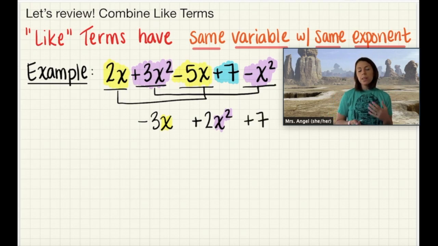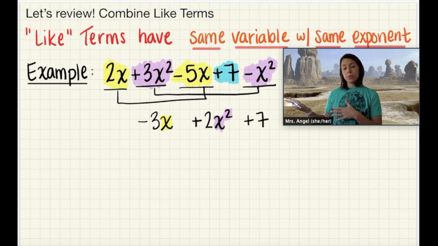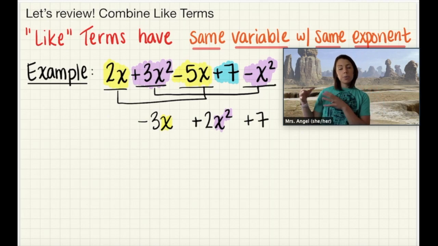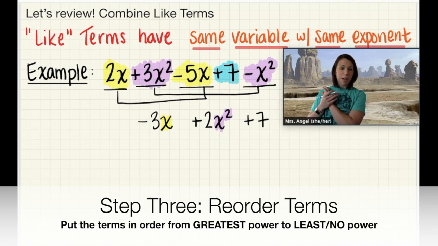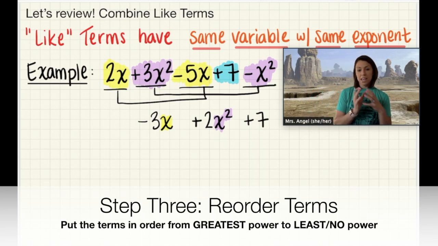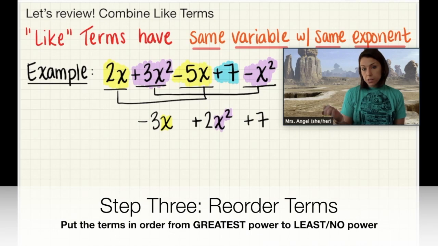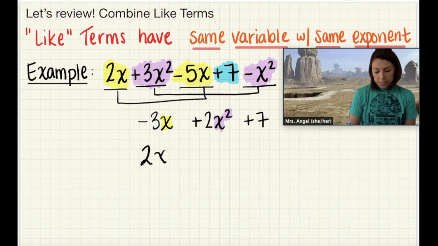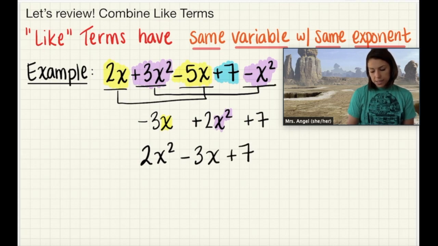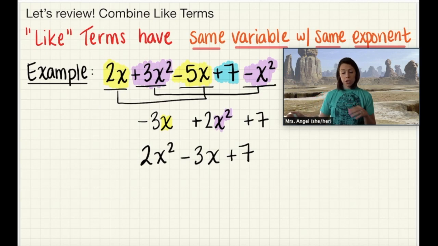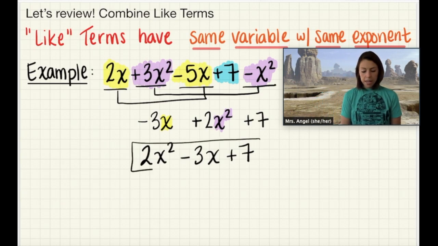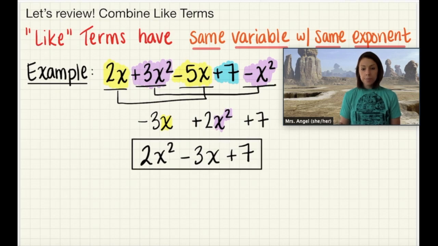Now I'm going to do some reordering here because as we start to learn about polynomials, we like to put them in what's called standard form. So we put the term with the greatest power in front, meaning I want the x squared to be my first term, followed by my negative 3x, followed by my 7. So I'm going to reorder this: there's my positive 2x squared, there's my minus 3x, and there's my positive 7. So I was able to go from a 5-term expression down to a 3-term expression, and all of my combining has been completed.